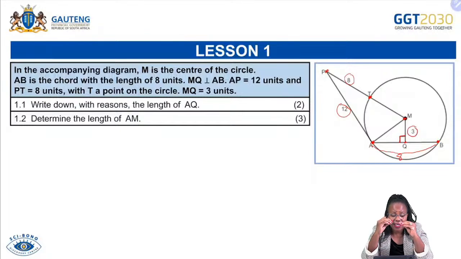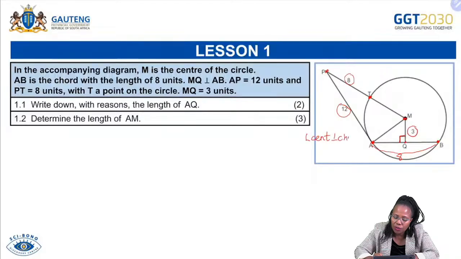After verifying that, you look at the diagram and try to identify which theorems are here. We have a line from the center perpendicular to the chord. Can you see the theorem? Then you note down the theorem. So I have: line from center perpendicular to the chord.